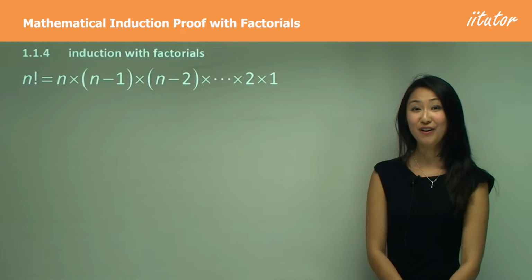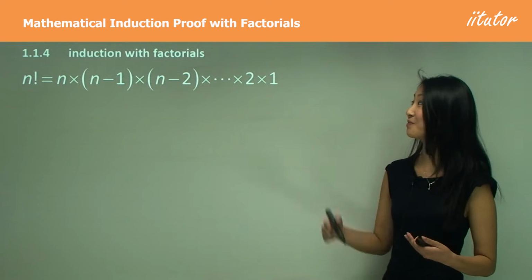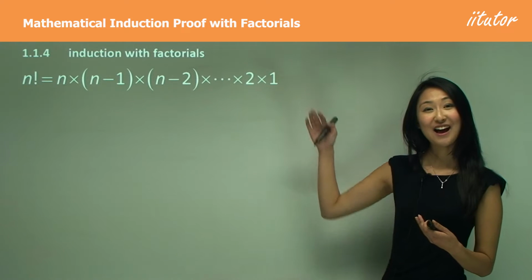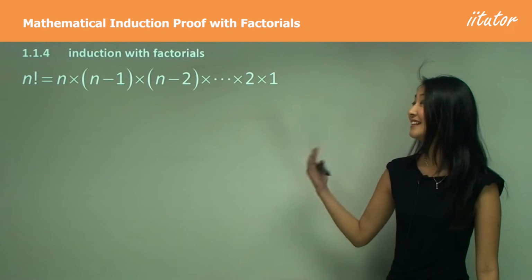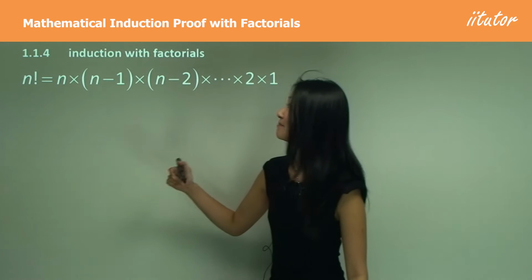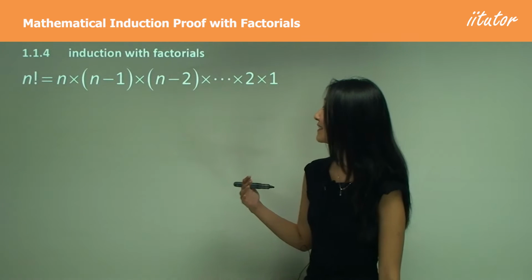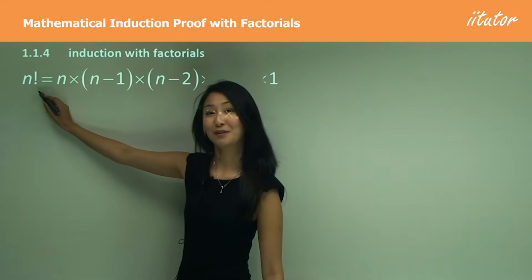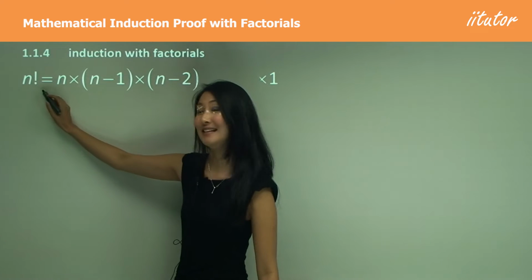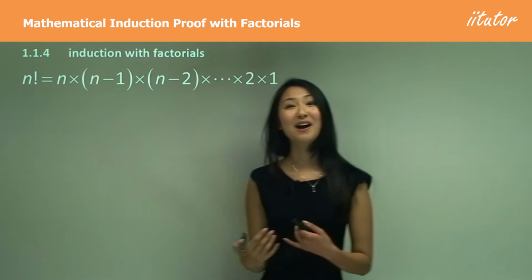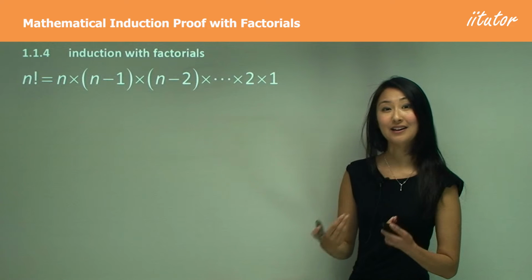Now I want to move on to mathematical induction using factorials. Now we'll just have a little bit of revision of what factorials are. So first of all, let's remember what the sign for factorial is, and that's this exclamation mark here. So we have n exclamation mark, and this is our factorial sign. And now what does n factorial actually mean?